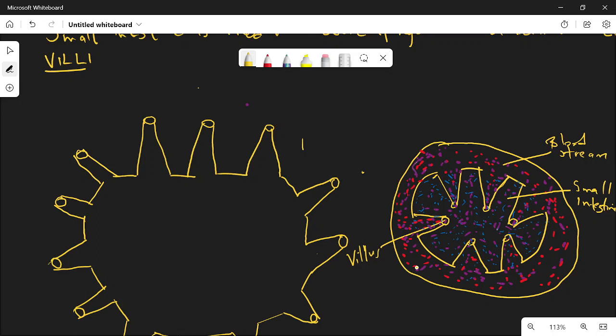That is what happens to the remnants, the waste of digestion. You know, when digestion takes place, there will definitely be waste material. So the waste is passed from the small intestine into the large intestine, and the large intestine is also called the colon in mammals. So that is the next phase now.